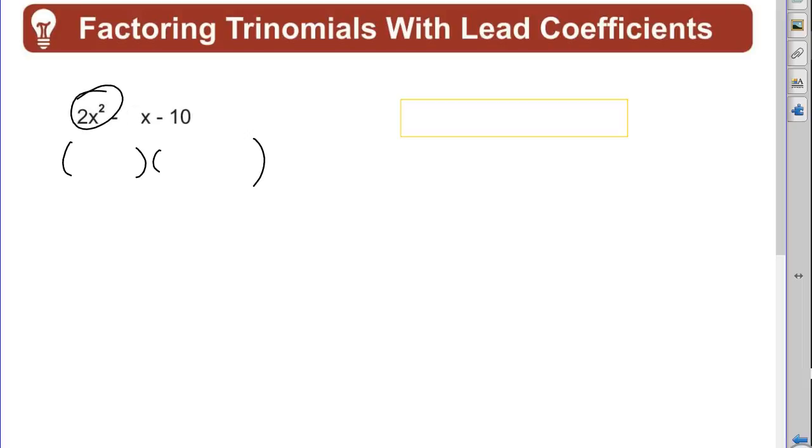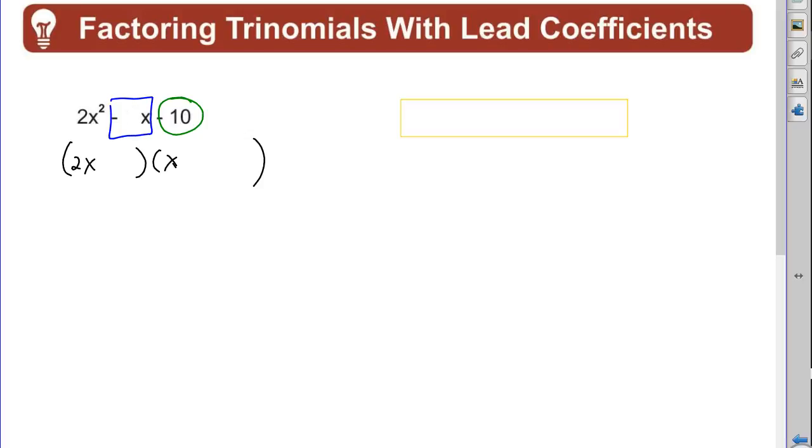Now I'm going to look at the lead term and say I need factors of 2x squared, so how about 2x and x? Only possibility there. Now when I deal with my back term, this negative 10, I have to keep in mind I got to add up to it. I have to end up with a negative 1x in the middle.